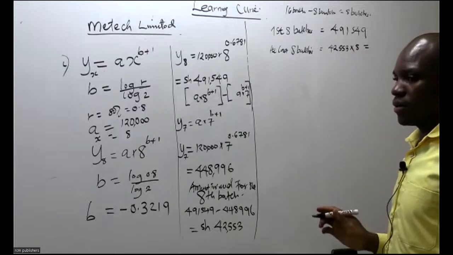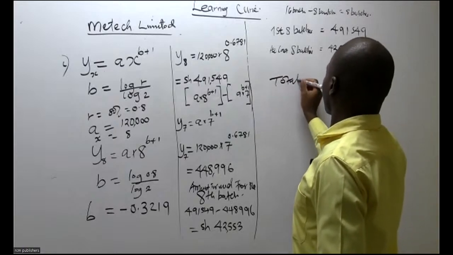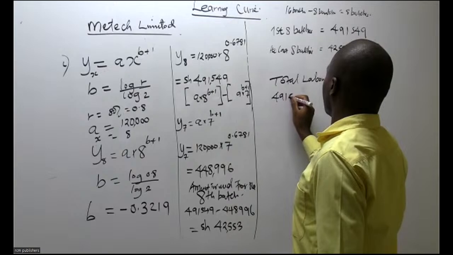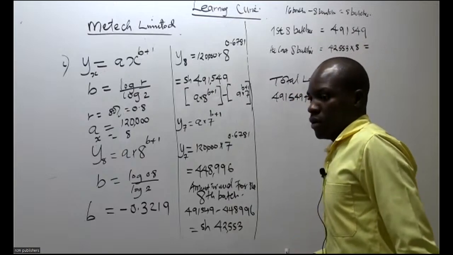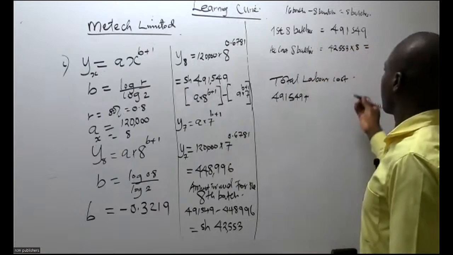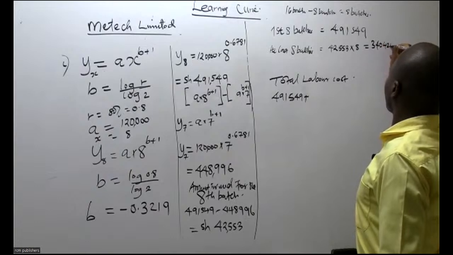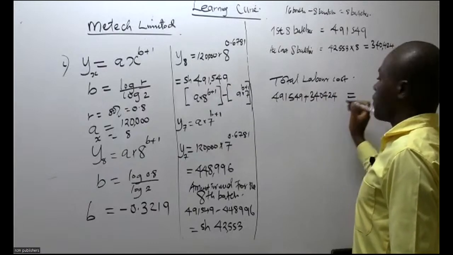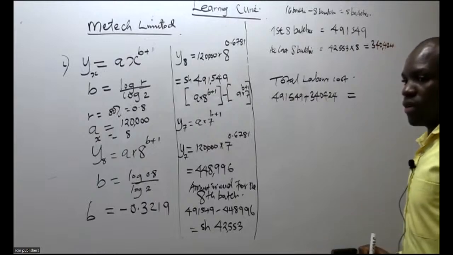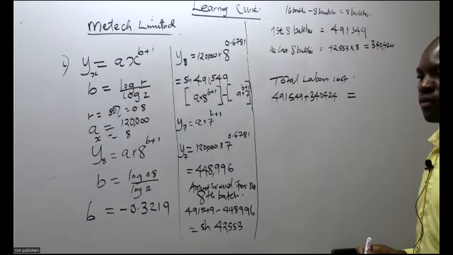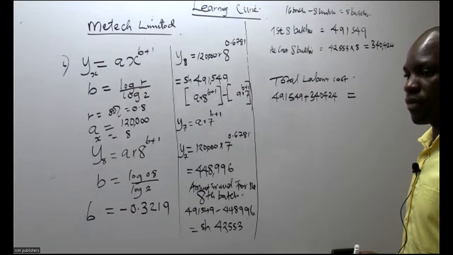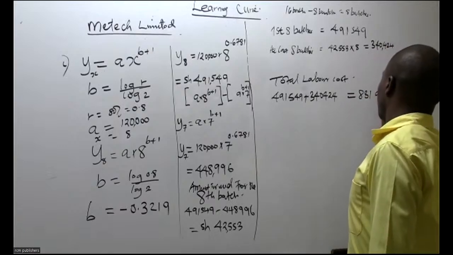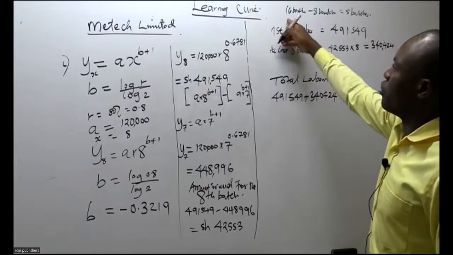42 times this. How much will you incur? It will be 491,549 plus 340,424. If you add everything, how much are you getting? You're getting 831,973. So that's the amount you're going to incur to produce all the 16 batches.